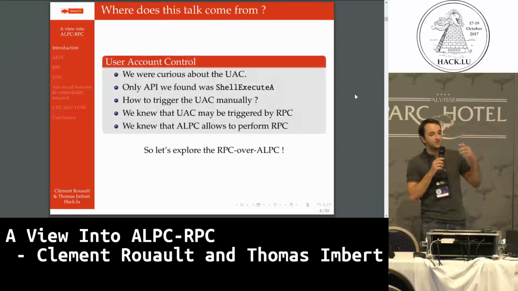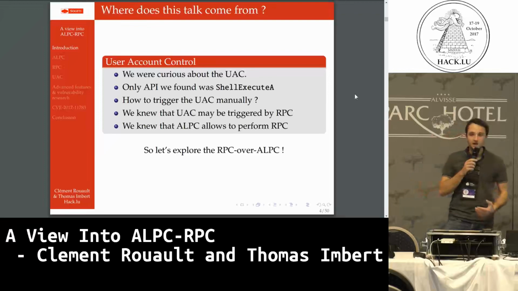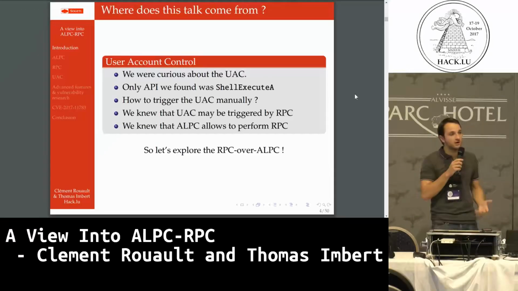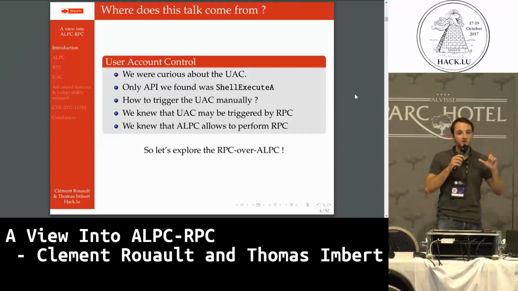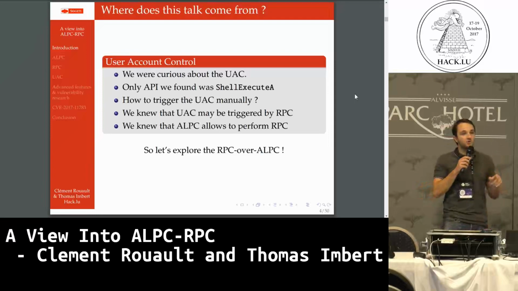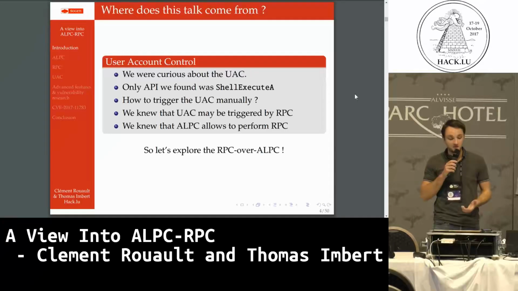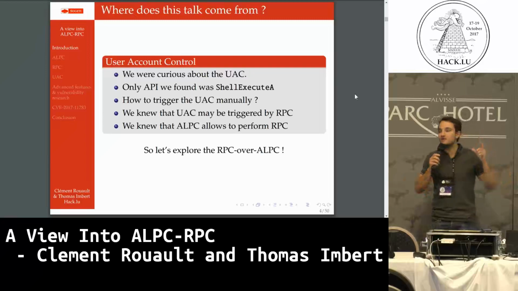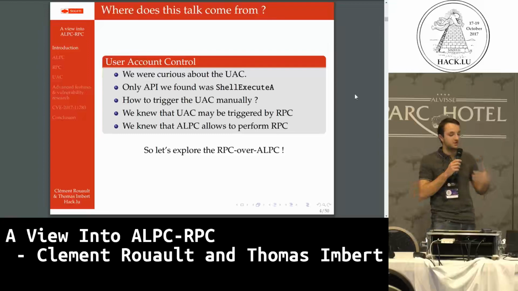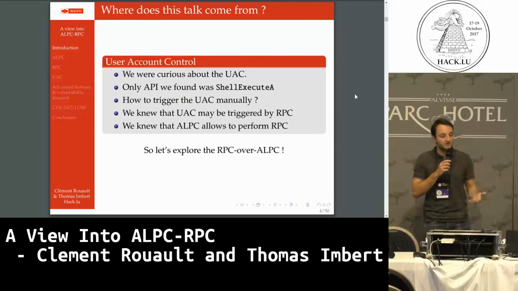First of all, where does the talk come from? We were curious about the UAC, or user account control. The UAC is a little window that pops out when you try to launch a process as admin. For example, when you right-click on PowerShell and say Start PowerShell as admin, you have a little window that says, do you really want to launch PowerShell as admin? And you say yes or no. And this is user account control, or UAC.